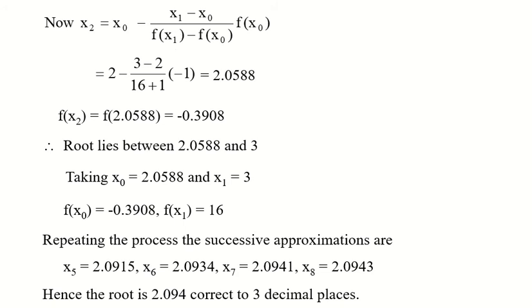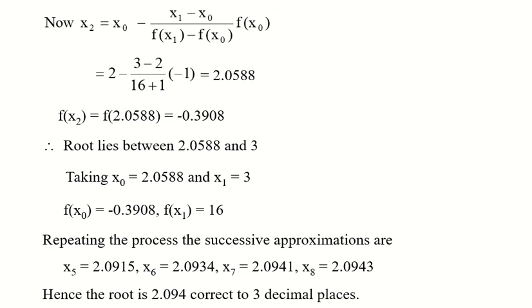Simplify this by using your calculator. So I will explain again: x0 is 2 minus x1 is 3 minus x0 is 2, divided by f(x1), that is 16, minus f(x0), minus of minus 1 gives you plus 1, into f(x0), that is again −1. So simplify this entire term using a calculator. You will get it as 2.0588. It's enough if you write the answer correct to 4 decimal places.